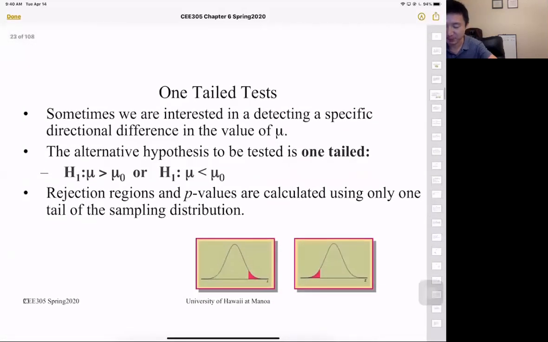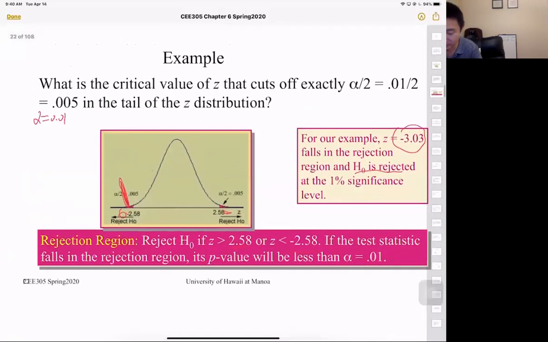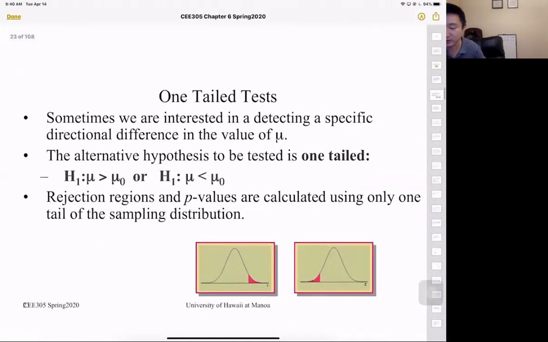One-tailed test. Okay, what we discussed, we gave two tails, upper and lower. So that's two tails on the two ends. Sometimes we are only interested in one tail. For example, we're interested in detecting a specific directional difference in the value of mu. We can set up H1 and H0 like this. For H1, we can define mu as larger than a certain value or smaller than a certain value. And in that case, the rejection region will be on one side, either the right or the left hand tail.